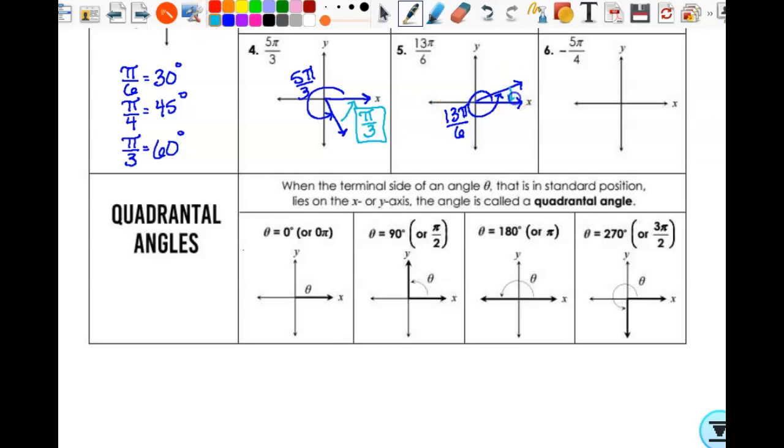So what is my reference angle? Pi sixths. Okay. What questions do you have?